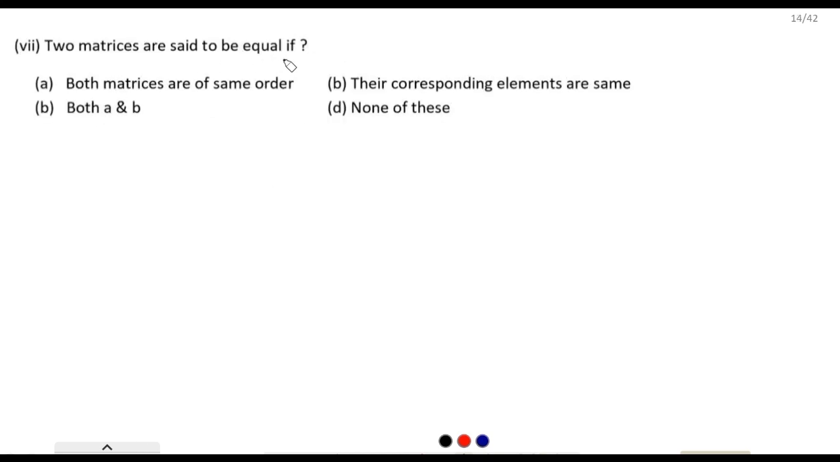Two matrices are said to be equal if both matrices are of the same order. This is a necessary condition. Their corresponding elements are the same. This is also a necessary condition. Both A and B is the right option.